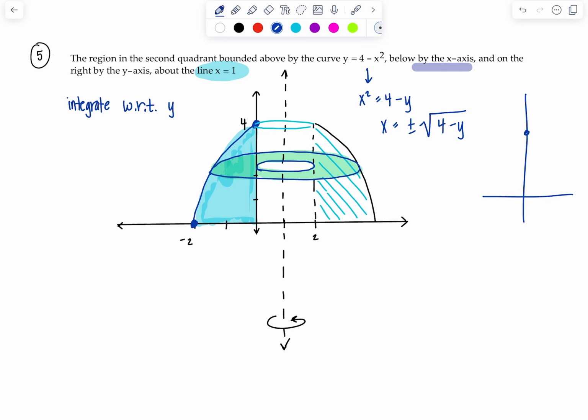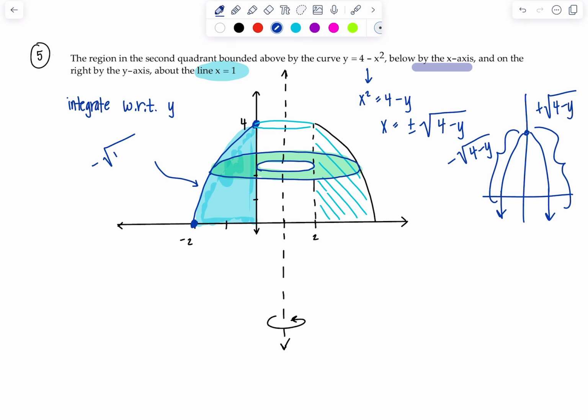Now think about it. Originally, the parabola, I'm just going to do a rough sketch, was like this, right? Our downwards parabola. The right half is the positive rad 4 minus y, and then the left half is the negative rad 4 minus y. So right here, I'm going to choose negative rad 4 minus y to represent the curve, okay? Good. I think everything else should be clear.